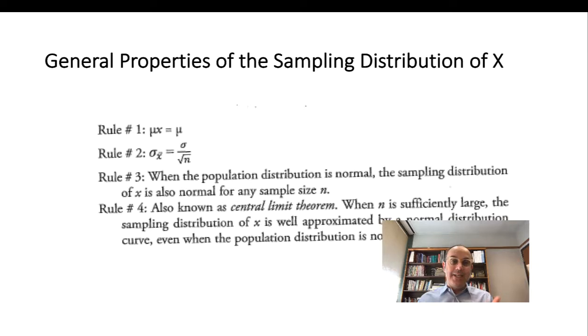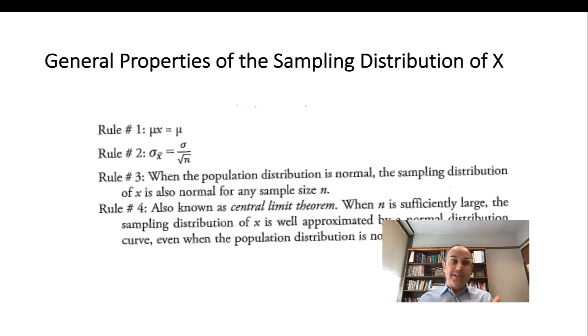General rules: mu of x-bar is equal to the mean. And rule number 2, sigma of x-bar is equal to sigma divided by the square root of n. And rule number 3, when the population distribution is normal, the sample distribution of x-bar is also normal for any sample size of n.